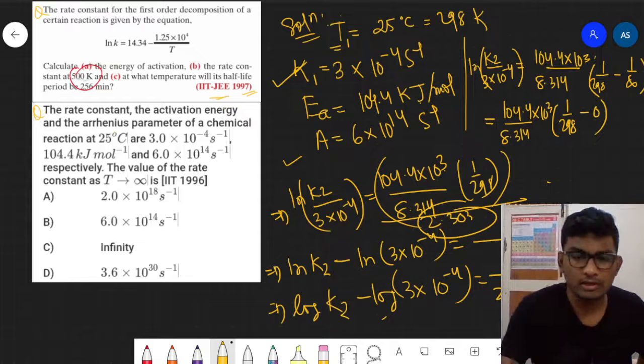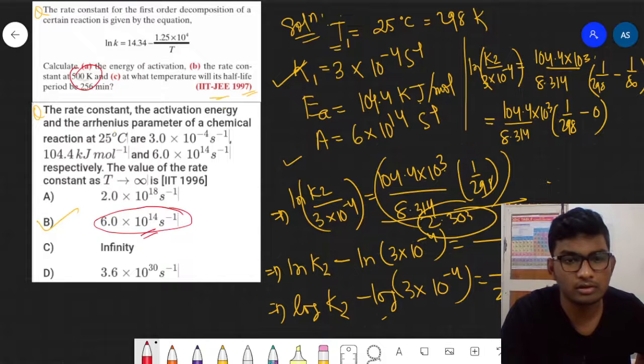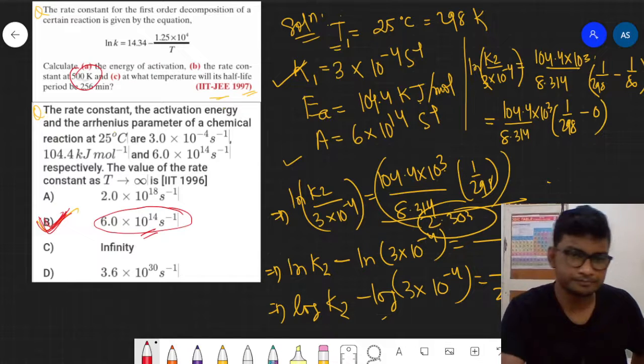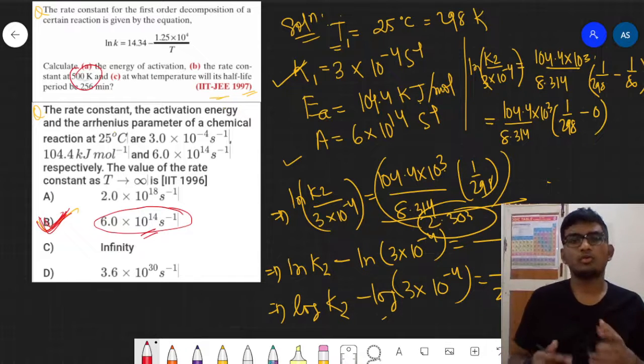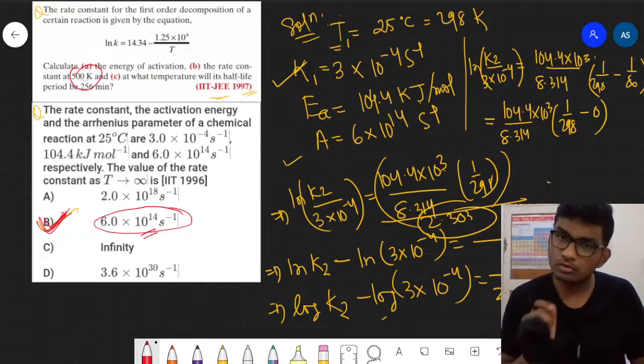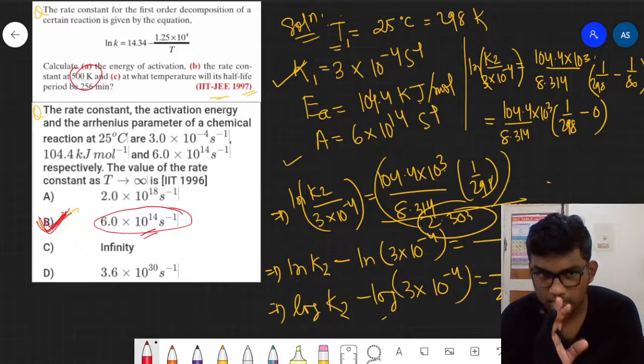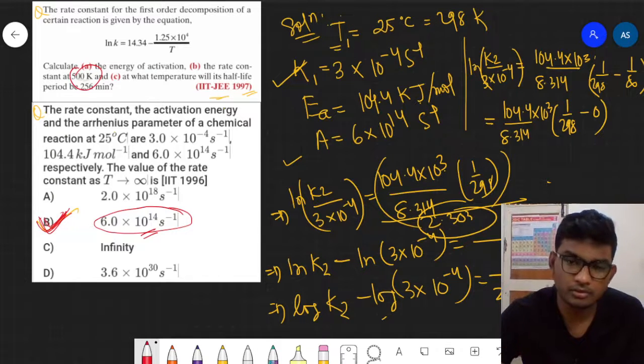I'm going to tell you the answer. You will find K2 as this one. This is the correct answer: 6 into 10 to the power 14 second inverse. This is the correct answer, option B. So try to solve it. You have to do the calculation. Don't leave it. Just find it out and match with that particular equation.